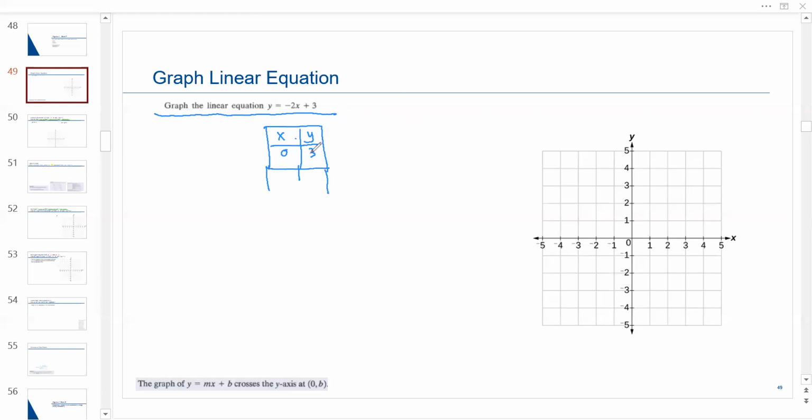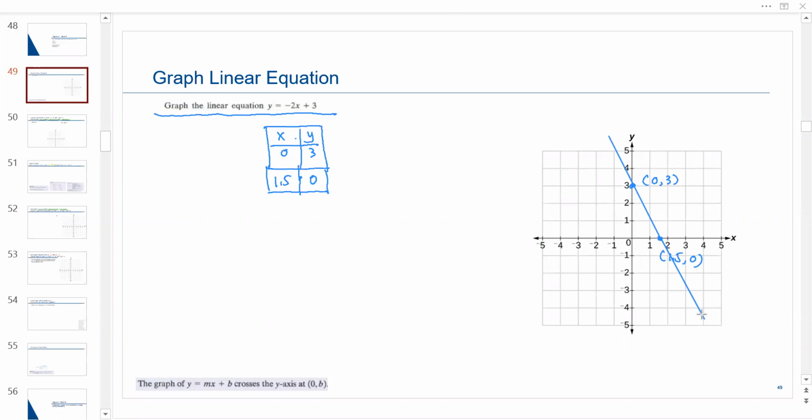So x is 0, y is 3, right? You just replace x. When y is 0, x is a half, right? So the line passes 0, 3 and it passes 1.5, 0. This is the y-intercept. The y-intercept is 0, 3. The x-intercept is 1.5, 0. So the line passes these two dots, and we can link them together, right? So this is the graphing.